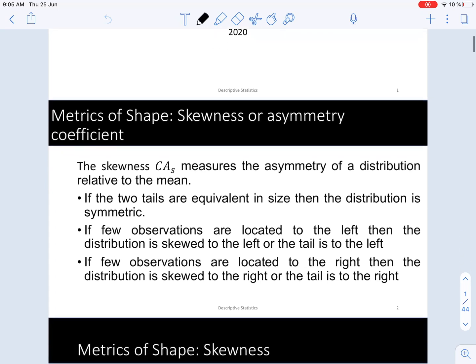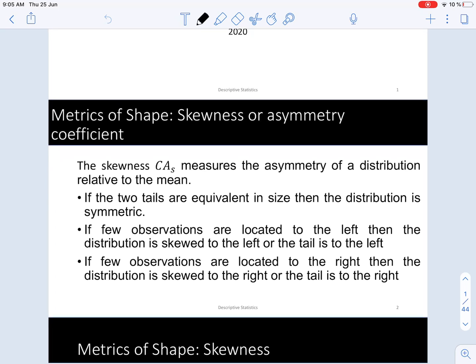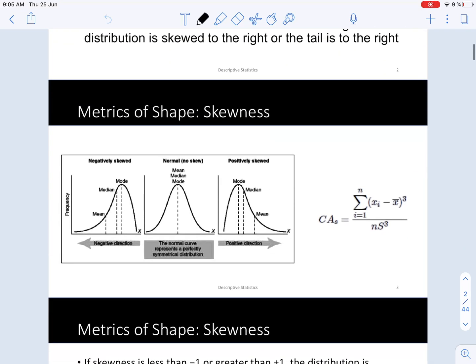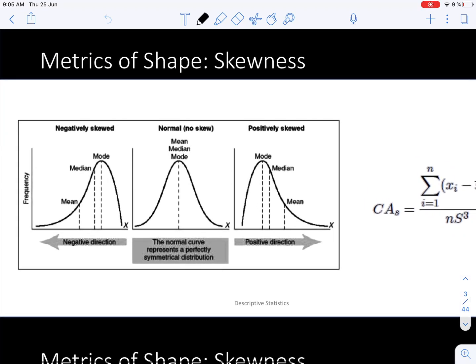So let's get started with the skewness. What is the skewness? The skewness relates to how symmetric or asymmetric our data is. Pretty much we will look at the plot of the frequencies of the data that we have, and we will see whether the shape is symmetric or if it's skewed to the left or to the right. So let's see some of the possibilities here.